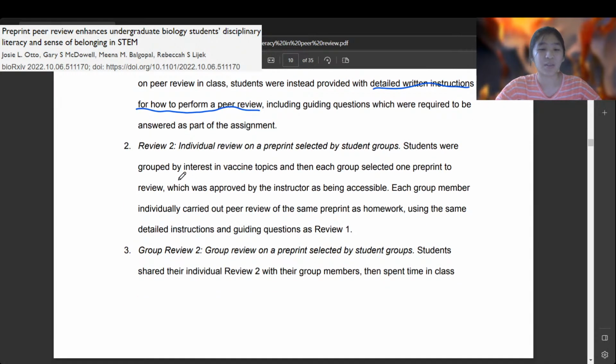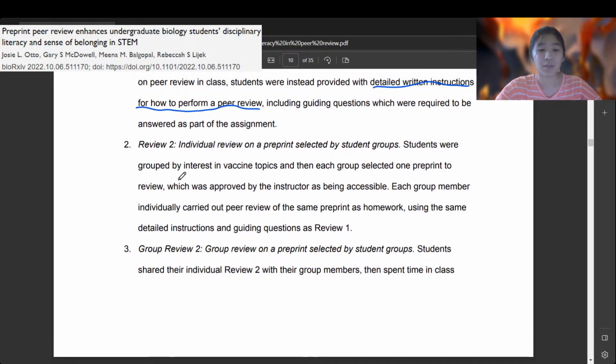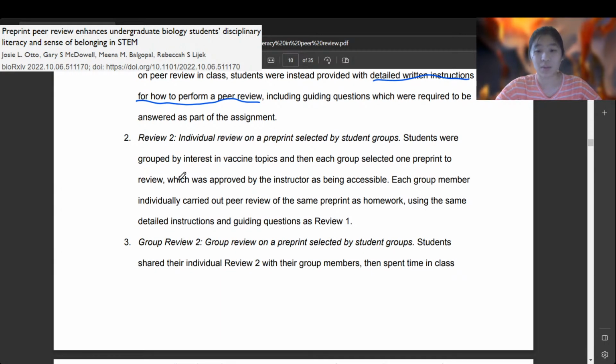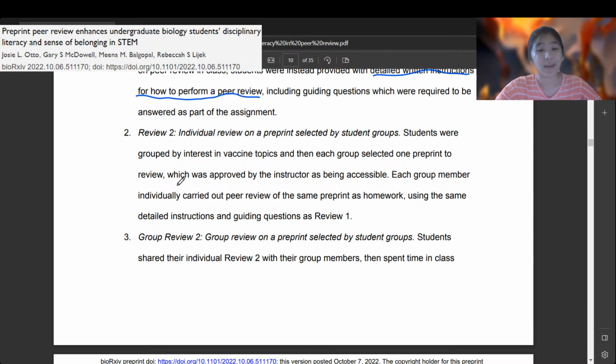Okay, event 2, review 2. Individual review on a preprint selected by student groups. Students were grouped by interest in vaccine topics, and then each group selected one preprint to review, which was approved by the instructor as being accessible. Each group member individually carried out peer review of the same preprint as homework, using the same detailed instructions and guiding questions as review 1. Okay, so they all did peer review of the same preprint or rough draft as homework.